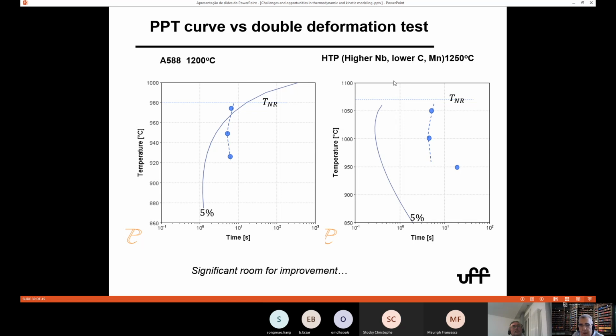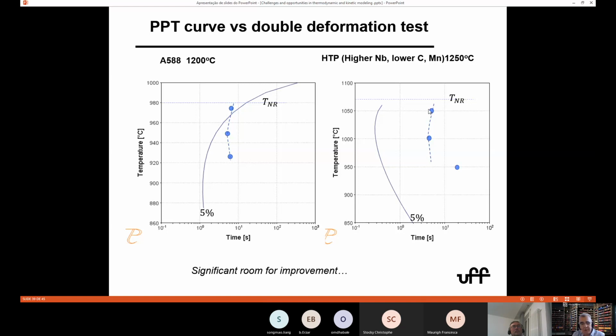But now if you look at the higher niobium, lower manganese steel, we don't have a very good agreement. I mean, this is moving from, let's say, 0.5 seconds to 5 seconds. So if you're doing thick plate mill, this is not a good prediction. So we have to improve.